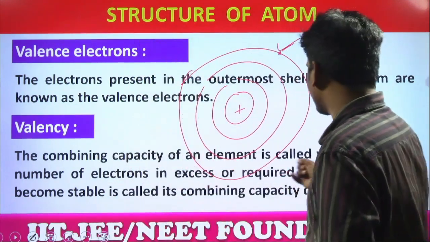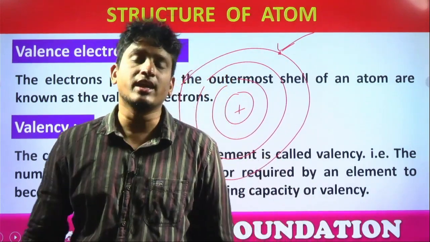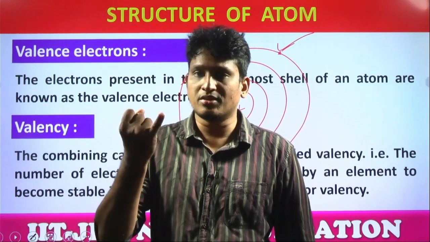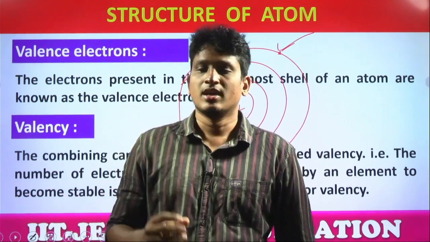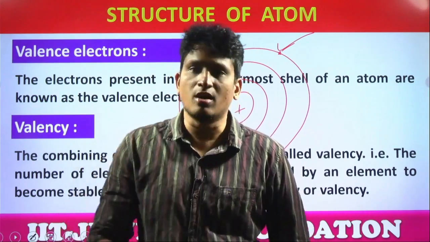So the combining capacity of an element. The meaning of combining capacity is that you already know how chemical reactions take place. Chemical reactions mainly take place in 3 ways: losing electrons, gaining electrons, sharing electrons. How many electrons an atom loses? How many electrons an atom gains? How many electrons an atom shares?